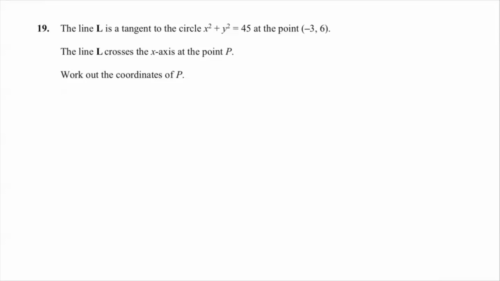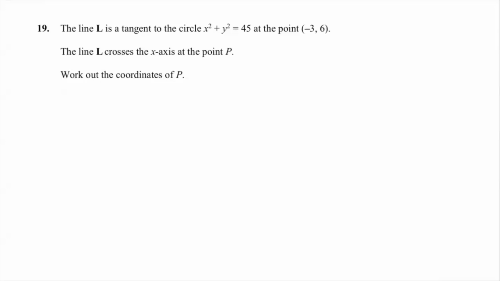So if you can have all these basics really secure going into your A-level, you're going to find this topic a lot easier to access when you get there. Okay, so we've got a line that is a tangent to the circle at a particular point. Now, I would always get my diagram on the go at this stage. I don't know exactly how I might use it yet. I haven't even read the rest of the question, but I'm going to start getting a picture together of what I know.